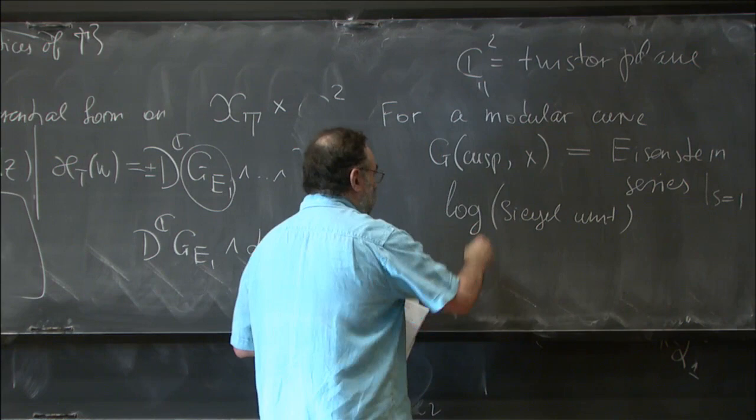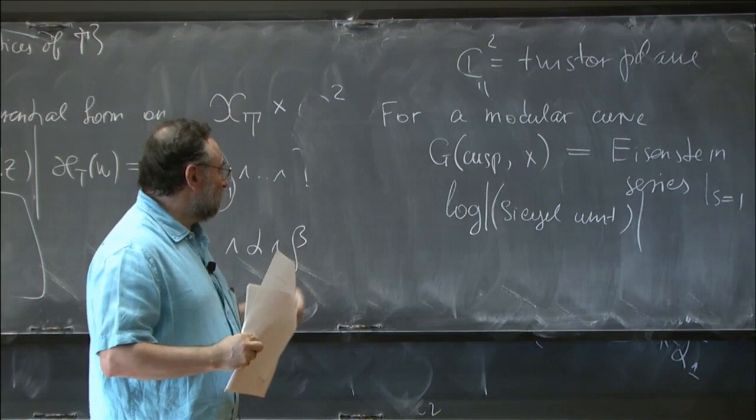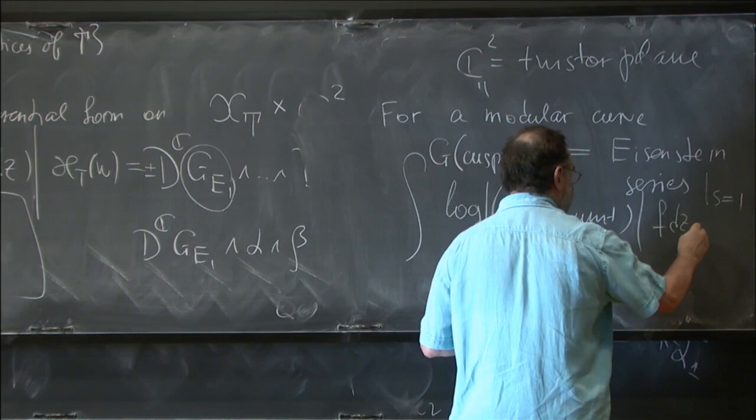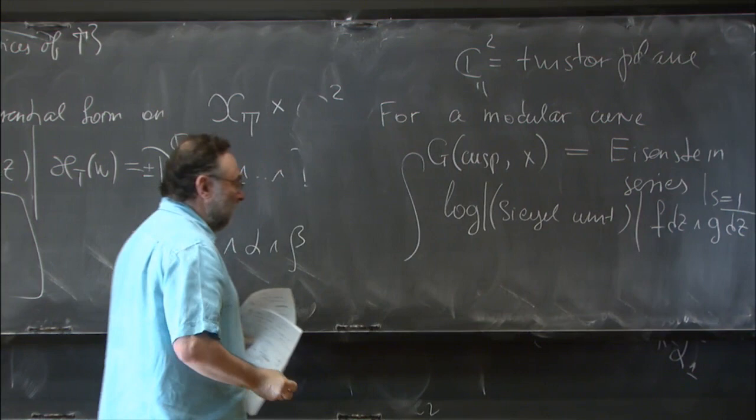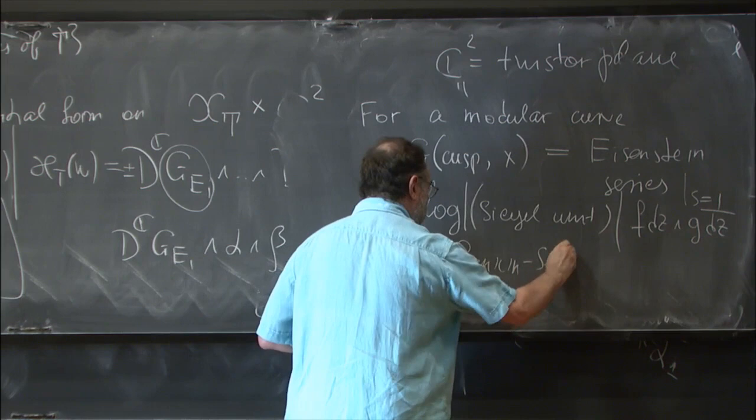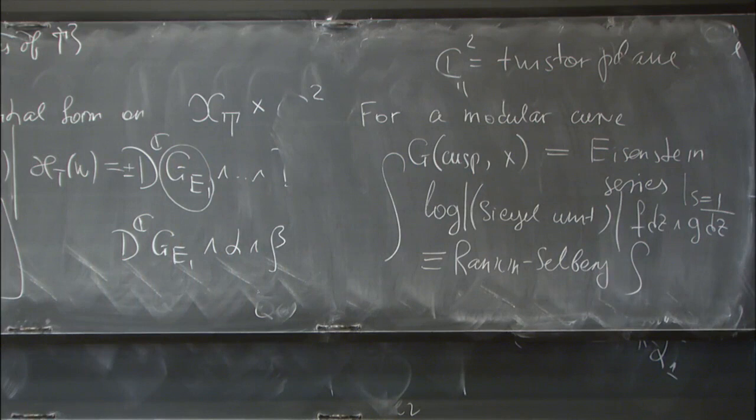And then I'm doing the integral of the logarithm of the Siegel unit multiplied by, in terms of modular forms, f dz wedge g dz bar. So f and g are just modular forms. And this is a Rankin-Selberg integral by definition. And you can have level n, not just two. Yes, I can consider Eisenstein series, or I can consider modular forms of arbitrary weight n.